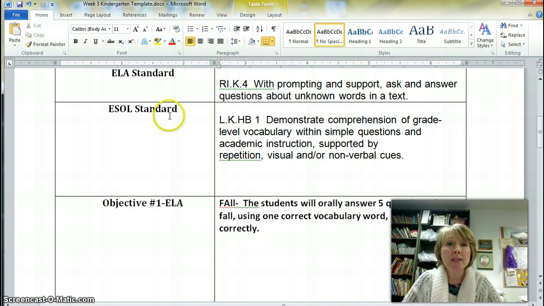Then the ESOL standard that I chose corresponds with that. I'm trying to think what level I chose here. Oh, it is listening, kindergarten, high beginning, the first standard. It's demonstrate comprehension of grade level vocabulary within simple questions and academic instruction, supported by repetition, visual and/or nonverbal clues.